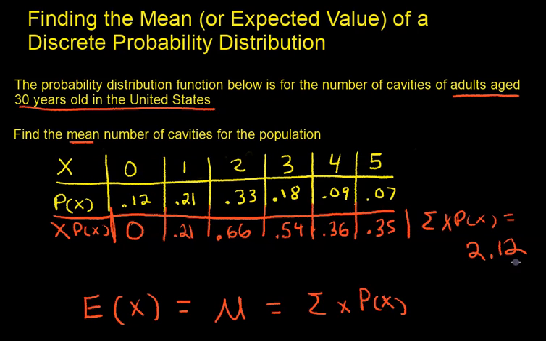What that means is if I were to go out and get a sample from the population, I would expect that the average number of cavities in that sample would be 2.12 cavities. On average, people in this population, so people that are age 30 years old in the United States, have 2.12 cavities. That is how you would interpret this number.